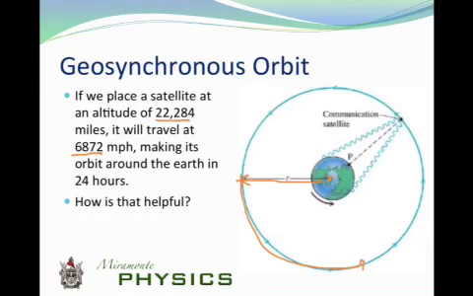How is that helpful? Well, if the Earth makes one complete rotation in 24 hours, and the satellite makes one complete rotation in 24 hours, that means the satellite is going to be located directly over one point in space. And so if you get your satellite moving, you can hold that location and it will rotate right with a particular location on the surface of the Earth. So we say it's geosynchronous because the satellite is synchronized with the rotation of the Earth, and it can hold its location right over one spot of the Earth.